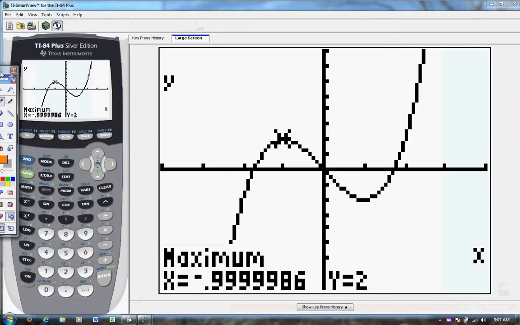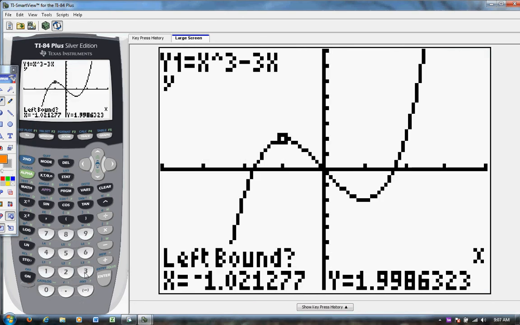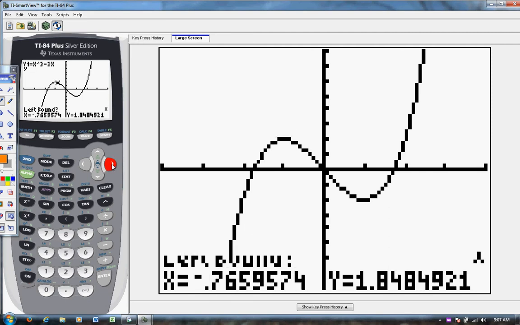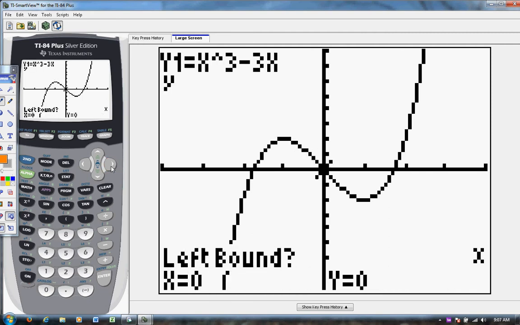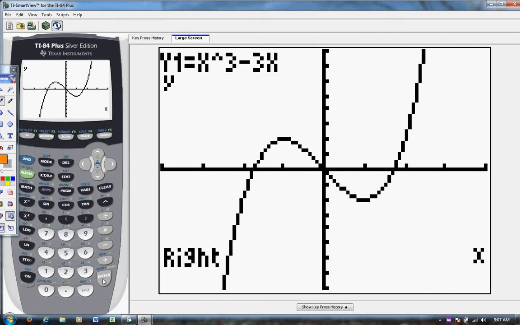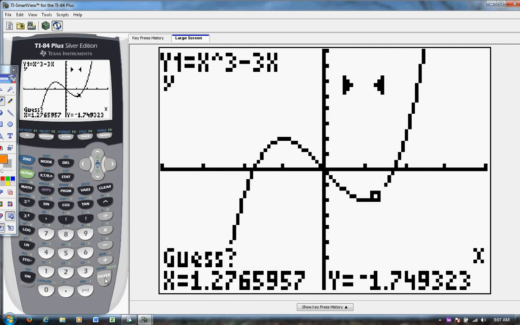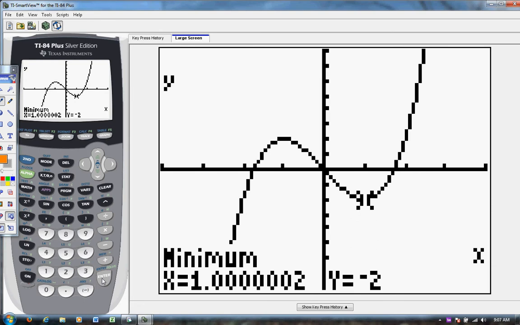and we're going to press second trace again. And we're going to select number 3, minimum. And we're going to do the same deal. We're going to move our cursor just to the left of my minimum. Hit enter. I'm going to move my cursor just to the right. Hit enter, and hit enter again. So that minimum is at positive 1.